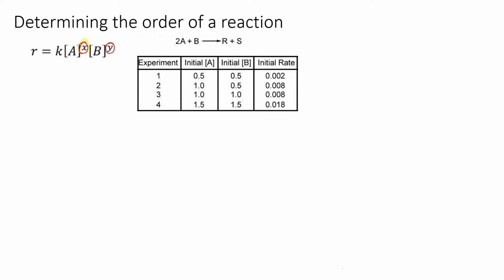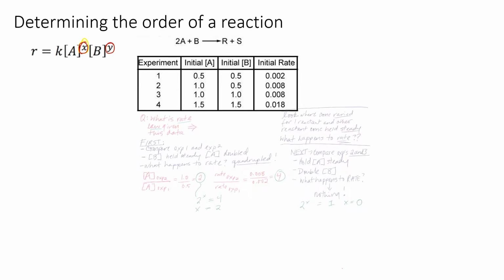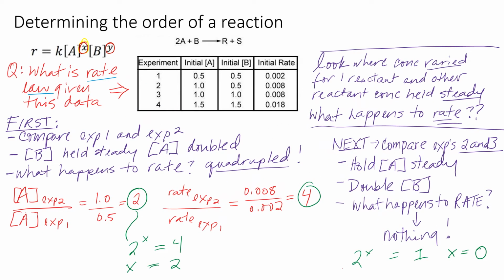Well, there is a very good and constructive strategy to figuring this out, which is looking for where one concentration is varied for one reactant while the concentration of the other reactant is held steady, and asking what happens to the rate. This is going to tell us the order of our reaction. So let's analyze the data that we're presented with in this table so that we can see exactly what is meant by this strategic outline.